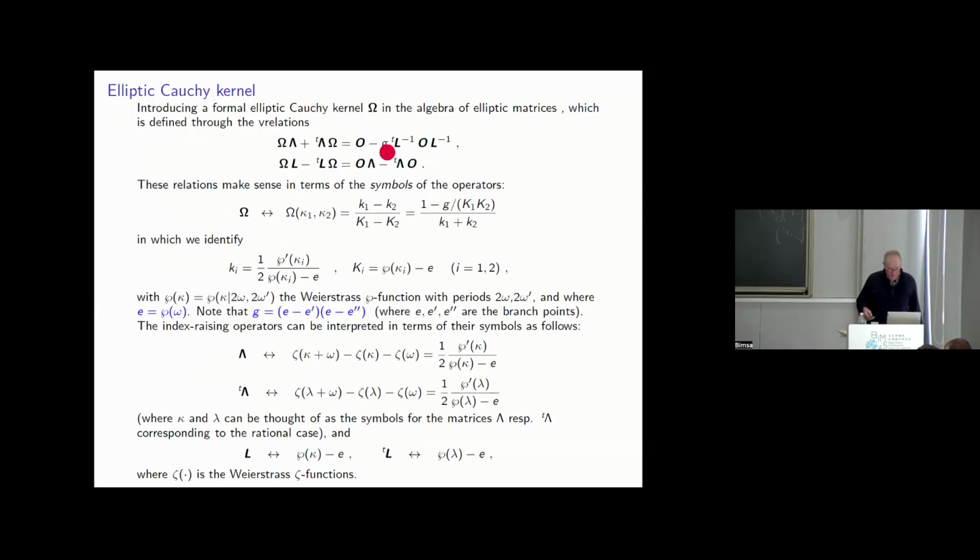Okay, so this is the machinery that you can use, and then you have to introduce some kind of formal elliptic Cauchy kernel that is written in this structure, and that obeys these two relations. In terms of the symbols, this Cauchy kernel takes this particular form, as we have seen in the soliton solutions and the corresponding parameterizations of the corresponding variables. They also motivate the corresponding relations for these shift matrices, lambda and capital L.